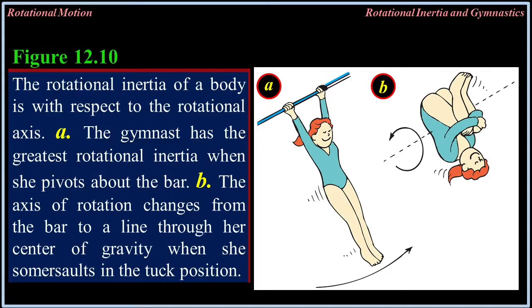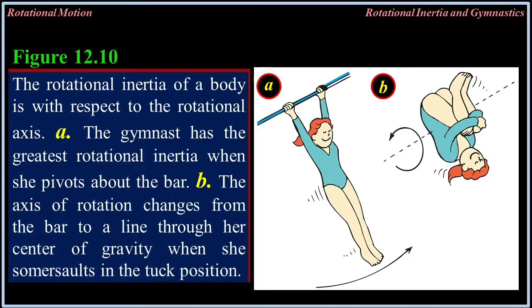In Figure 12.10, the rotational inertia of a gymnast is up to 20 times greater when she is swinging in a fully extended position from a horizontal bar than after dismount when she somersaults in the tuck position. Rotation transfers from one axis to another, from the bar to a line through her center of gravity, and she automatically increases her rate of rotation by up to 20 times. This is how she is able to complete 2 or 3 somersaults before contact with the ground.